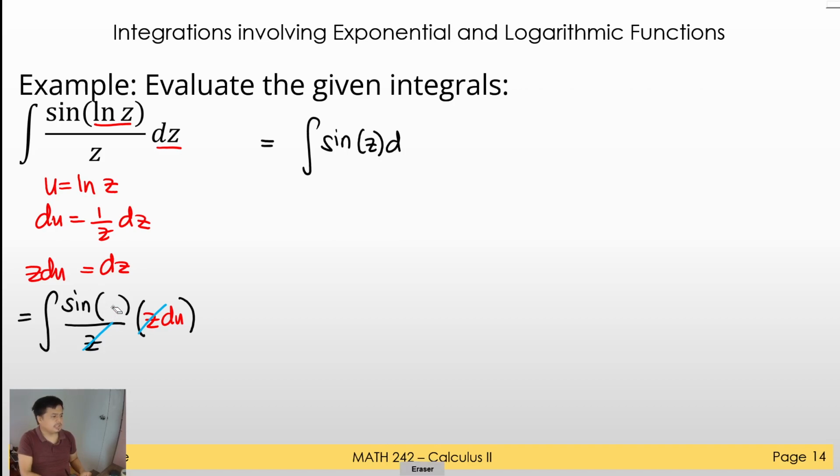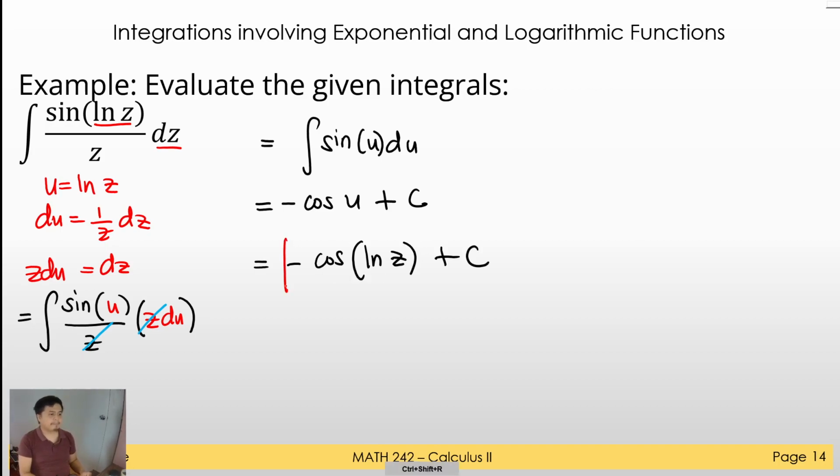Sine z tuloy. It should be u. Sorry. So this should be u. So du, and then what is the integral of sine u du? That is just cosine u. Positive or negative? Should be negative, and then plus c. So what is u here? That is ln z. So this will be negative cosine ln z plus c. Okay, it's that simple.